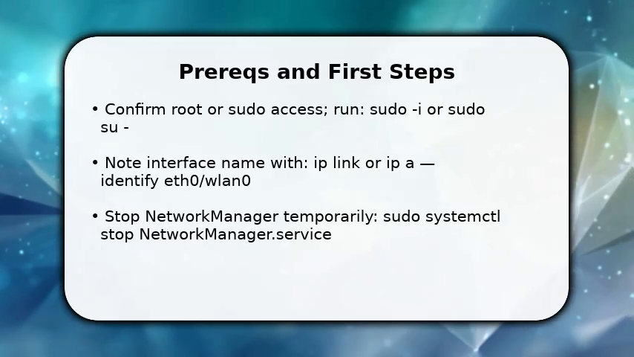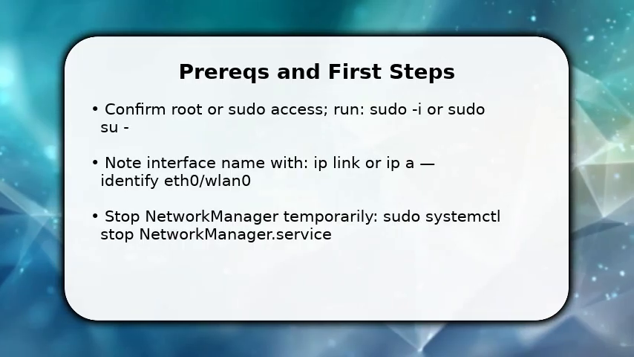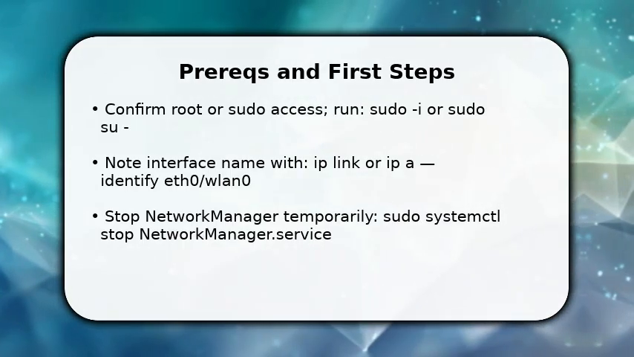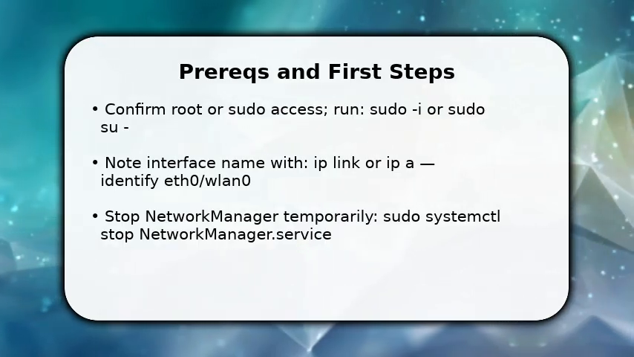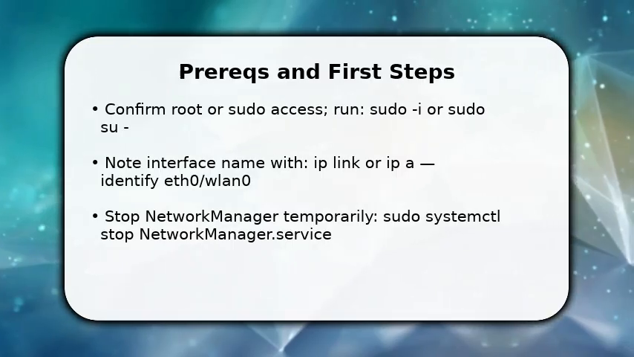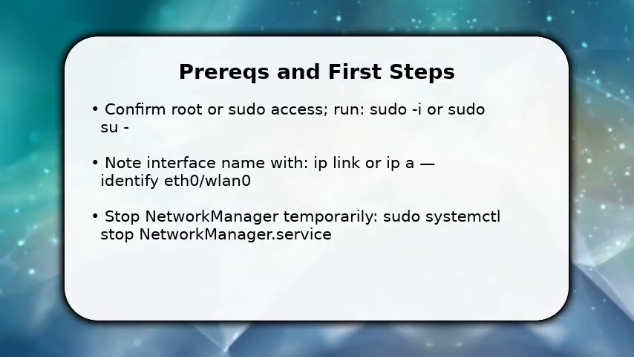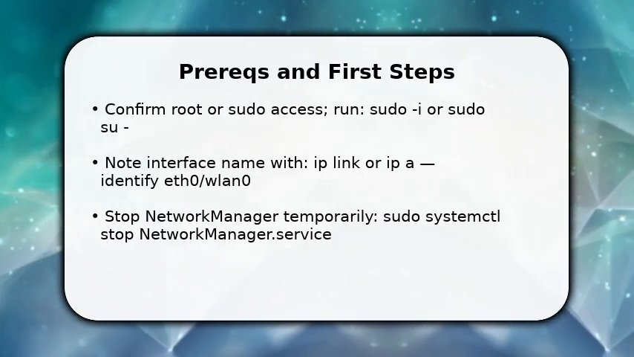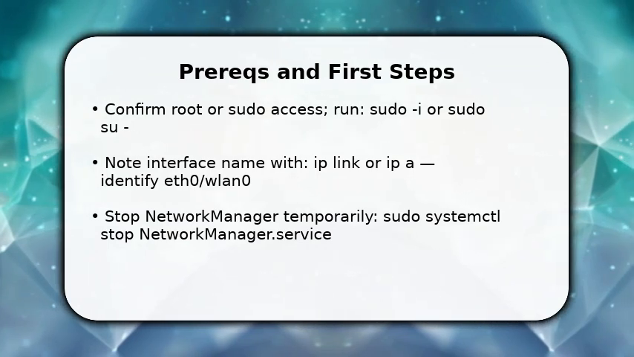You need root or sudo rights to change network state, so switch now. This prevents permission errors. Next, list interfaces with ip link or ip a to identify the device you'll reset, because names differ across systems. Once you know the interface, stop NetworkManager with sudo systemctl stop NetworkManager service so it doesn't reconfigure while you work. This first step isolates control to you. Make sure to keep a terminal open in case you need to revert immediately.